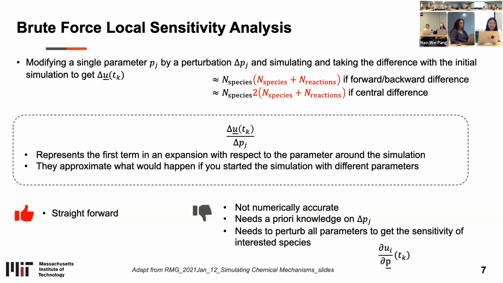The good thing about it is that it's quite straightforward. You just run the same thing multiple times with some perturbation to your parameter. But the bad thing is that it's not numerically accurate, and you need a priori knowledge of what a good perturbation to your parameter is. And as I stressed before, we're usually interested in the sensitivity of certain species to all parameters, which means that to know this value, you need to perturb all the possible combinations of parameters. So it doesn't scale quite well.